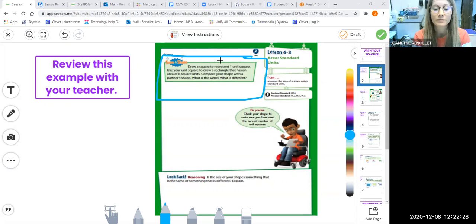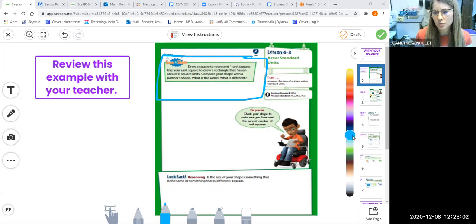Here we go. Draw a square to represent one unit square. Use your unit square to draw a rectangle that has an area of 8 square units. Compare your shape with a partner's shape. What is the same? What is different? Okay, so it says draw a square to represent one square unit.